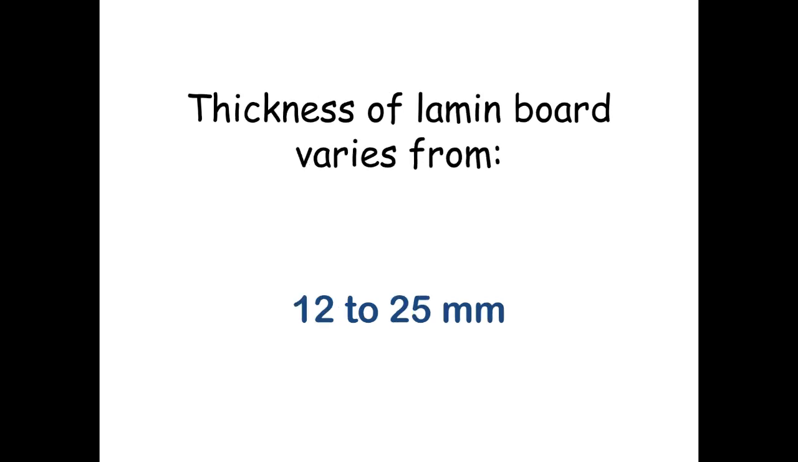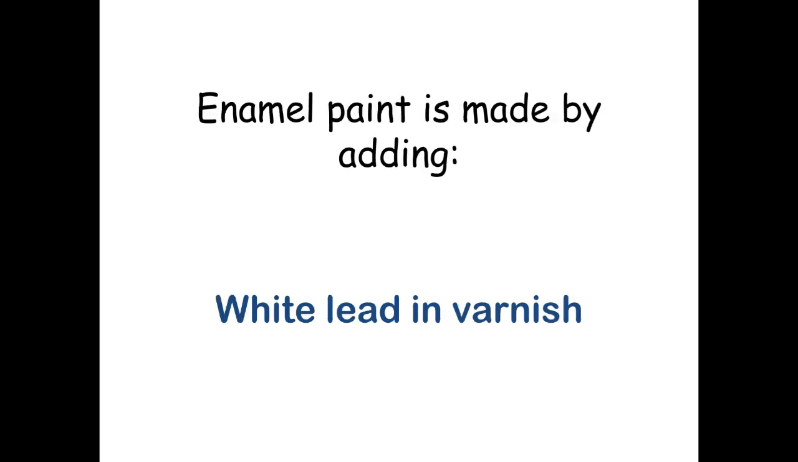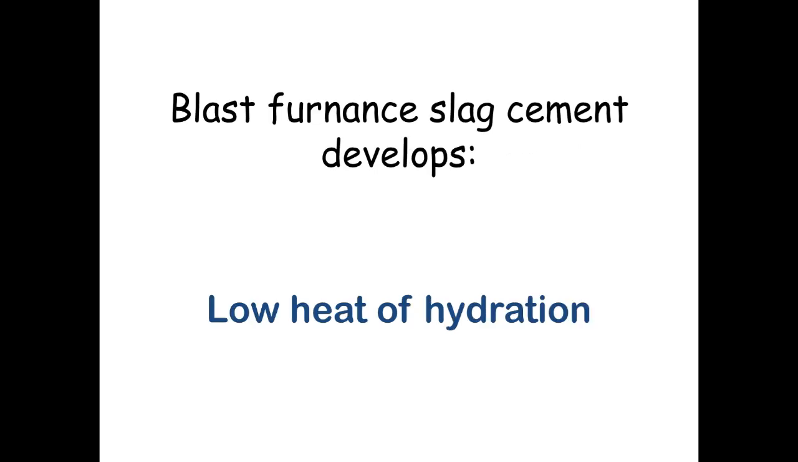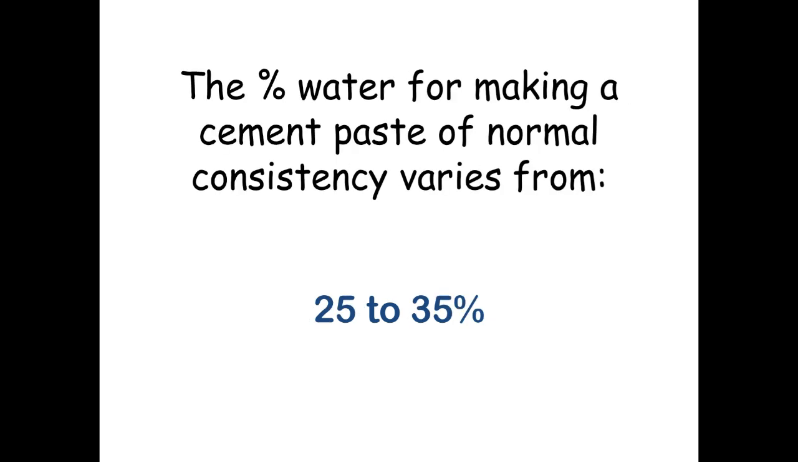Thickness of laminboard varies from 12 to 25 mm. Enamel paint is made by adding white lead in varnish. After the final grinding, the cement is shipped through IS sieve number 9. Blast furnace slag cement develops low rate of hydration. The percentage water for making a cement paste of normal consistency varies from 25 to 35%.